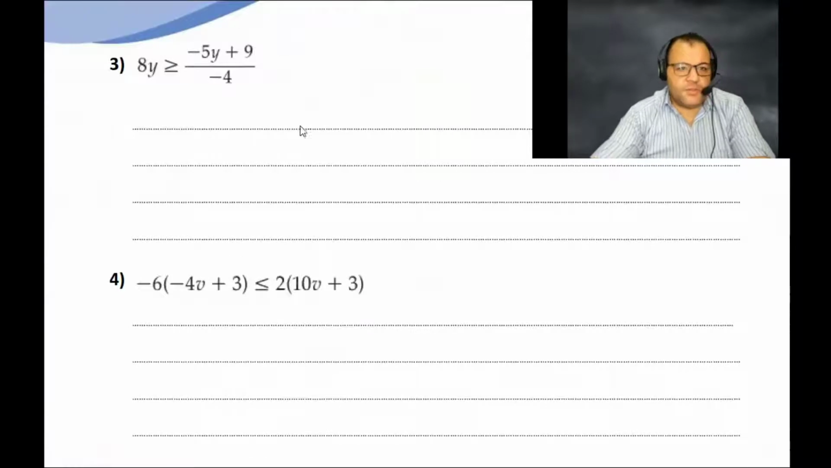So how do we solve this one? We need to multiply by negative 4 and change the sign of the inequality. So it will be negative 32. Why? Because you multiply by a negative number, so this less than will be less than or equal to negative 20.